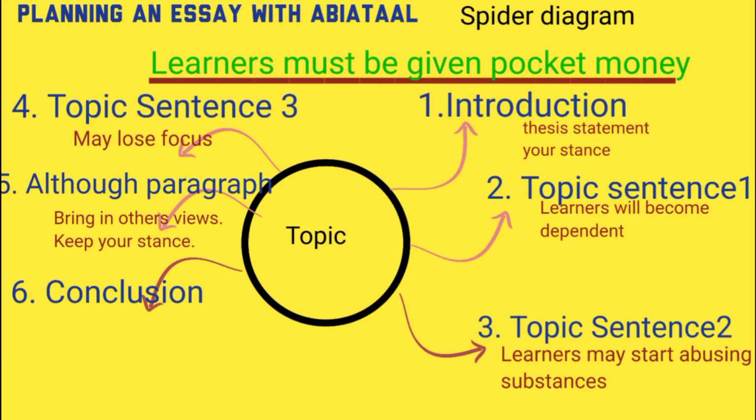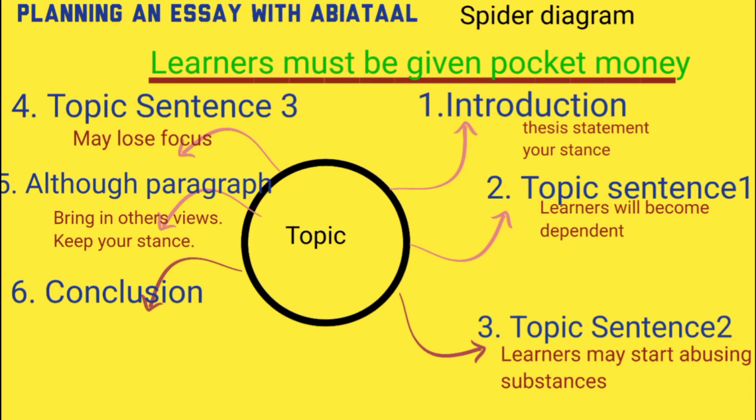Meaning that in paragraph 2, we are only going to talk about what we mean when we are talking about learners being dependent. So good. I have planned my essay so well. Now I'm omitting a line and moving on to the next paragraph with a different topic sentence. And in this paragraph, I'm going to discuss that learners may start abusing substances. Do not forget that I'm against learners being given money.